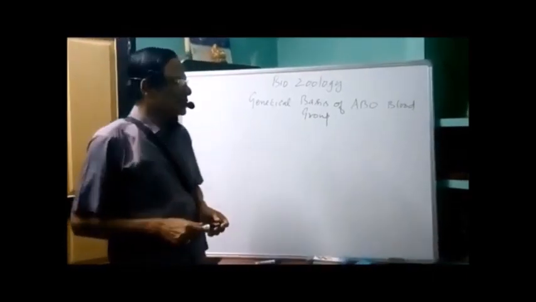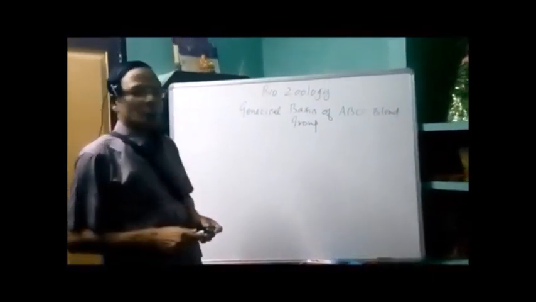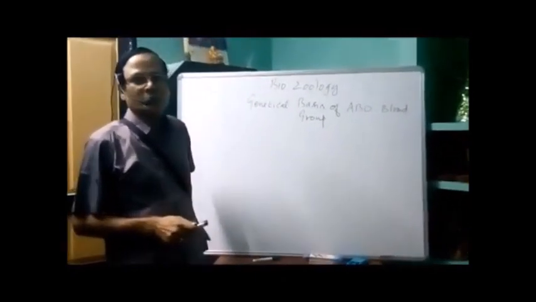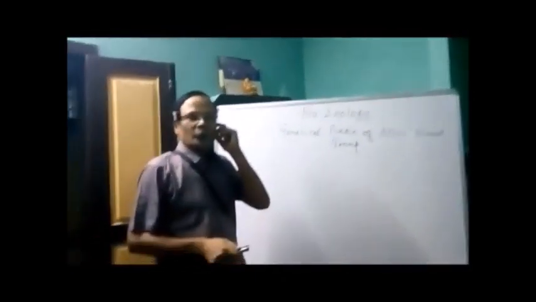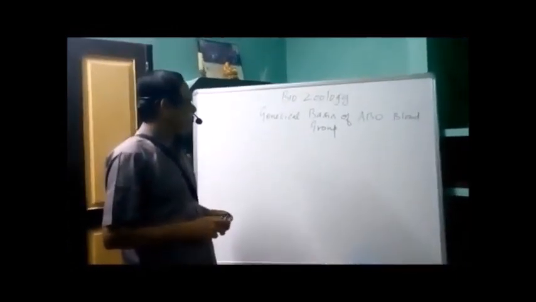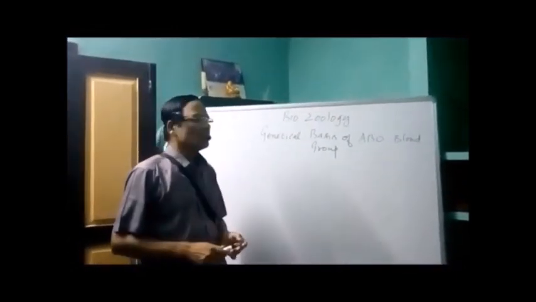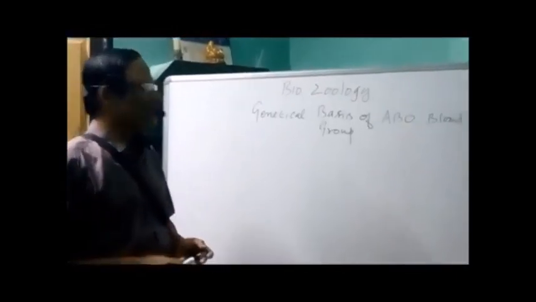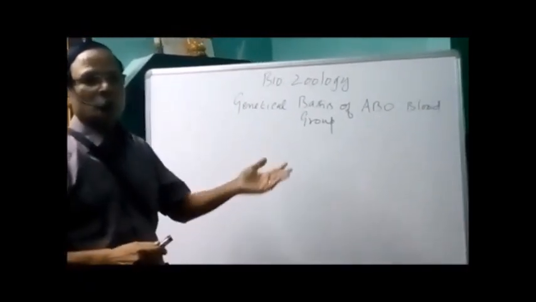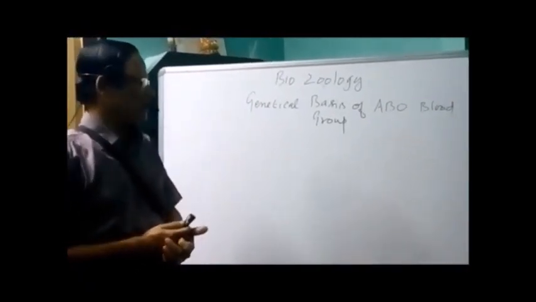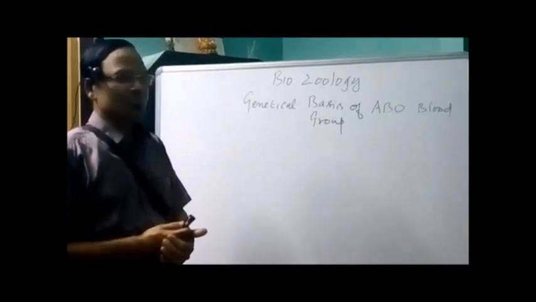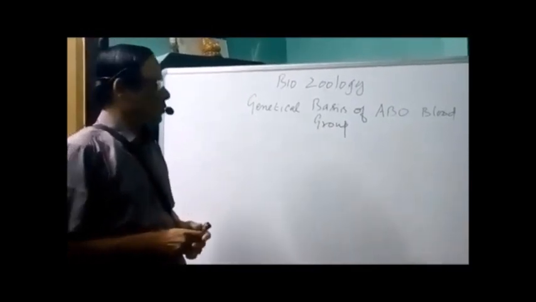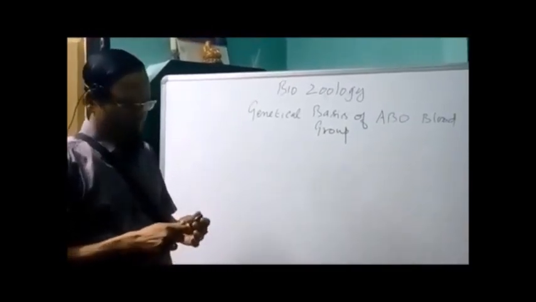Students, let us continue the lesson, the principle of inheritance. On the principle of inheritance, we have to talk about the genetical basis of the ABO blood system. We have seen already the biochemical analysis. Today we have to discuss the genetical basis.